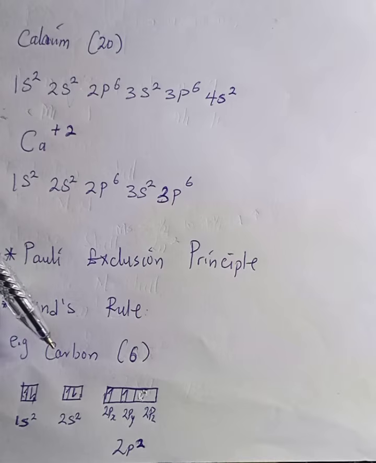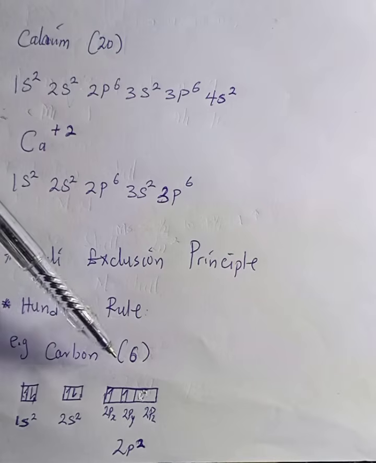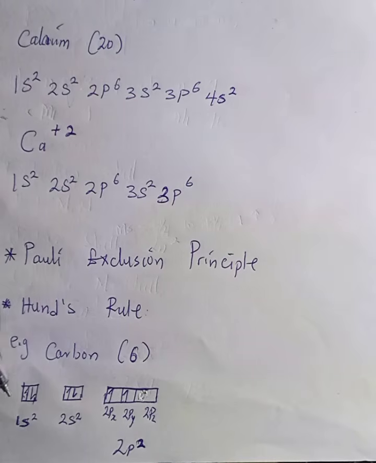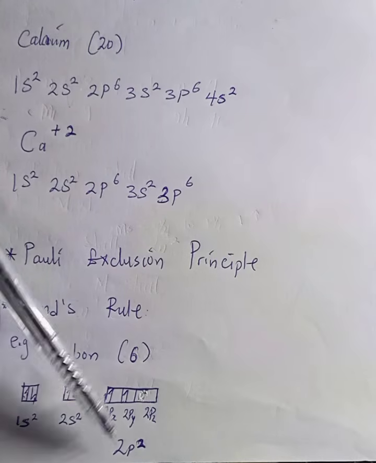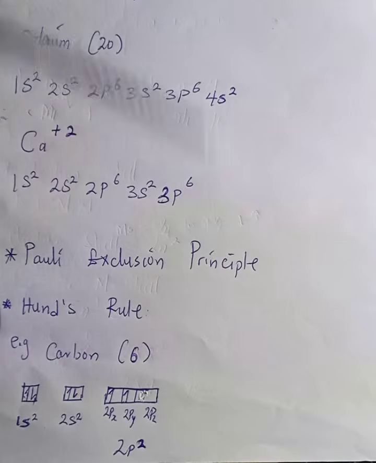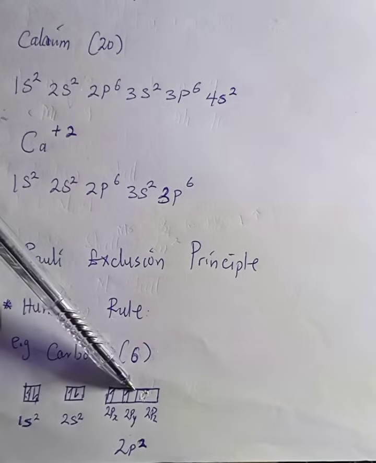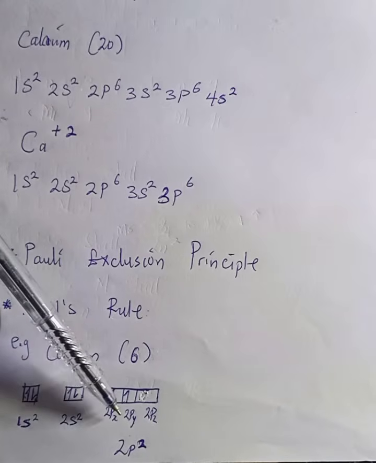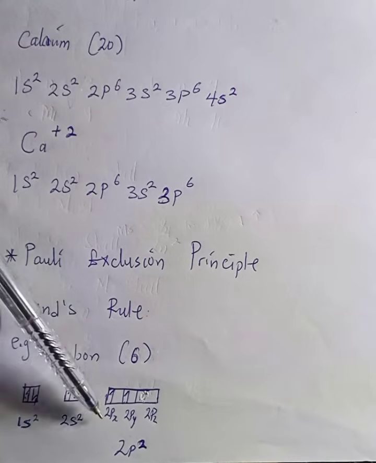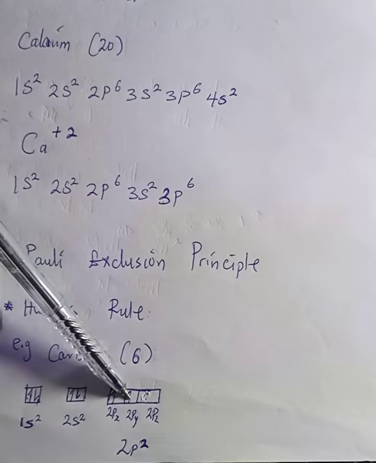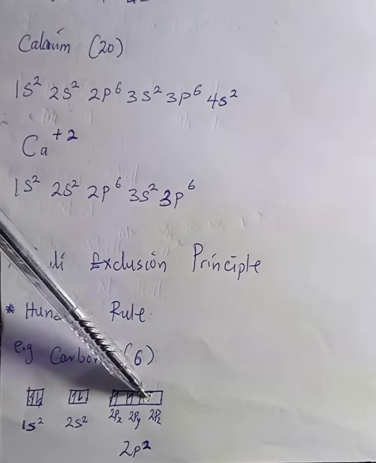Carbon atom has 6 electrons, and we want to distribute them in orbitals. Remember we have 1s2, 2s2, then 2p2. And Pauli's exclusion principle said no more than 2 electrons can occupy a single space in an orbital. So now we are going to degenerate the p orbital into px, py, pz, in which px will take 2, py will take 2, pz will take 2.